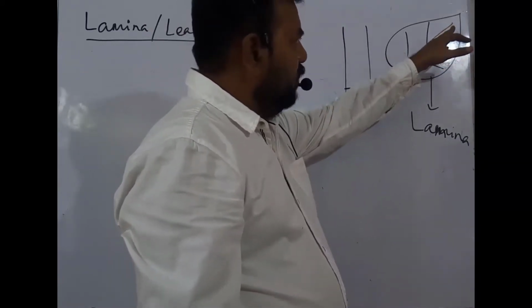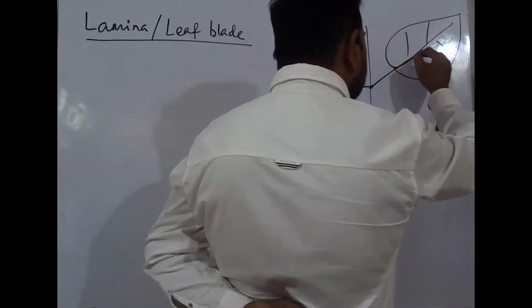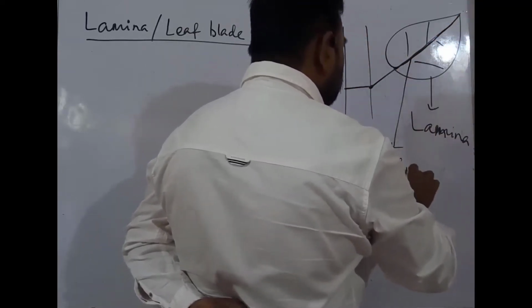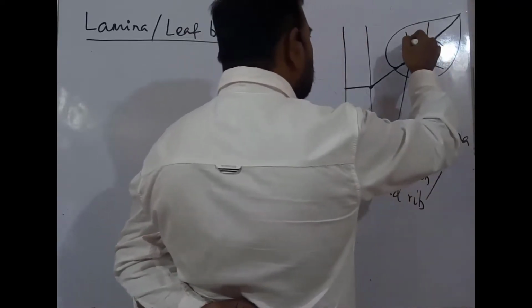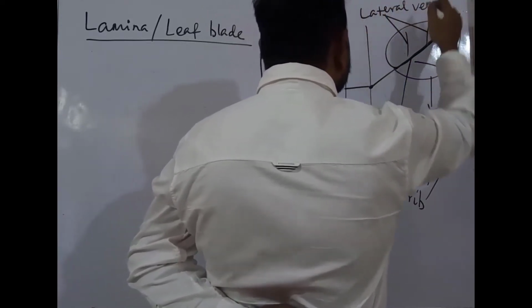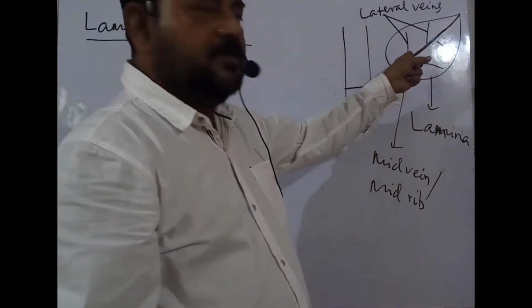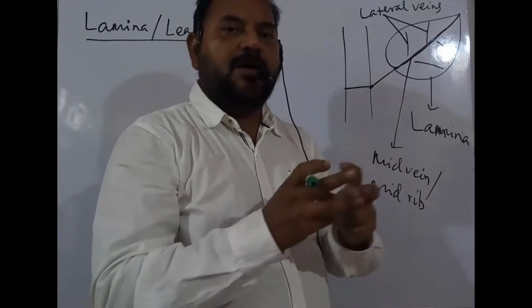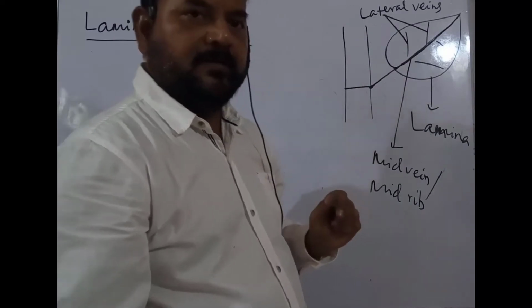It has veins, one prominent midrib is present, and many lateral veins and veinlets. This one is known as mid vein or midrib. And these are known as lateral veins. These veins help in conduction of water and minerals, because in these veins the vascular bundles are present. That means xylem and phloem are packed into bundles, and these are found in the main vein as well as in the lateral vein. Understood my point?